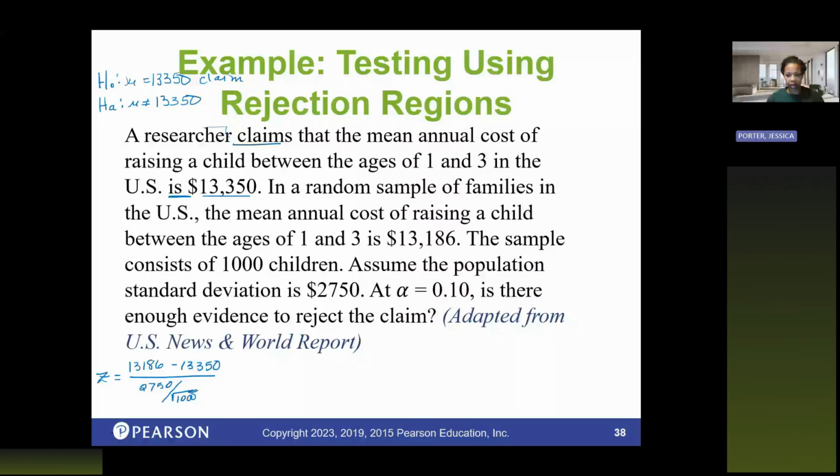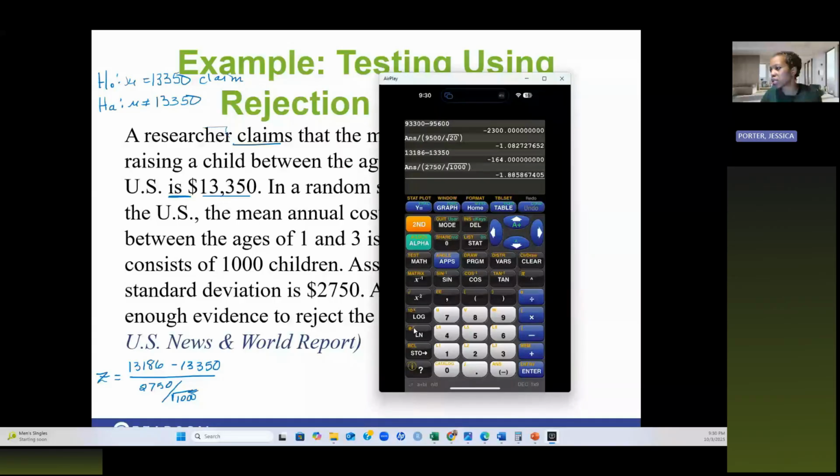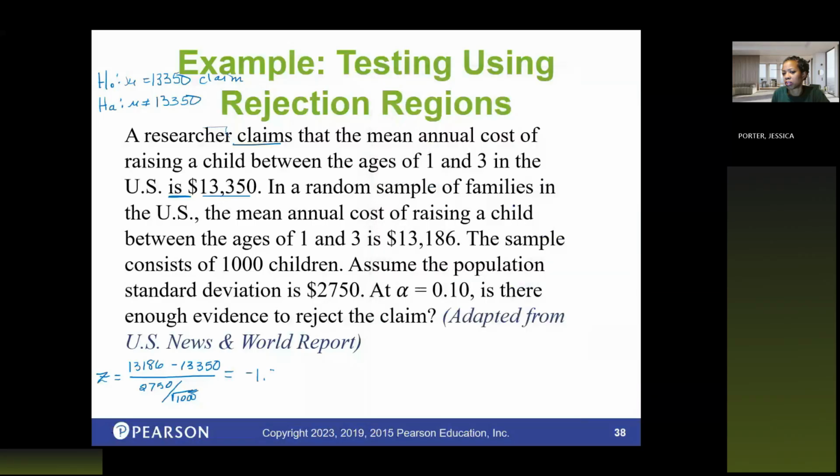Let me show you what I came up with. Let's make sure my math is right. 13,186 minus 13,350. Yeah, it's about negative 1.89. Oh, okay. Yeah, that'll do it to you. So, is there enough evidence to reject the claim? So we are here.